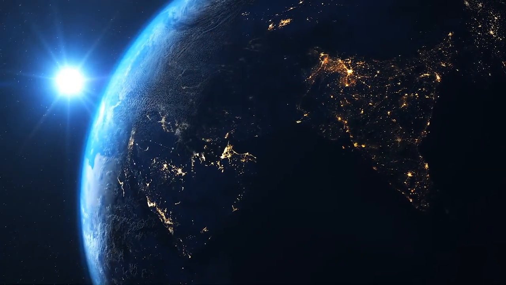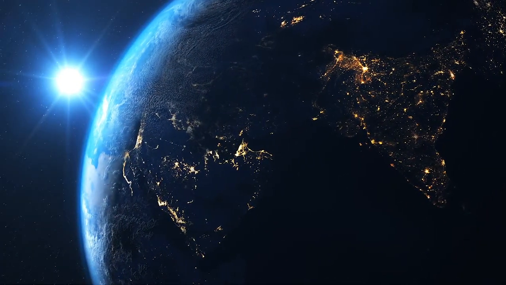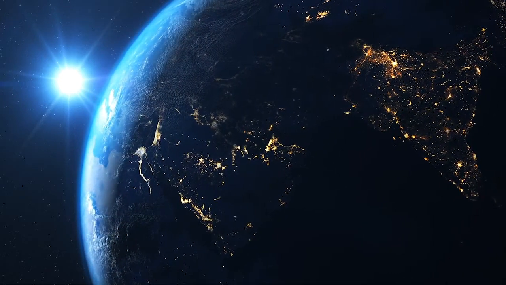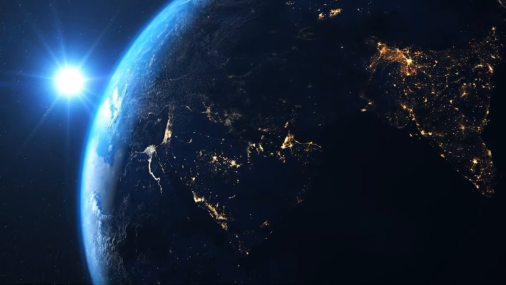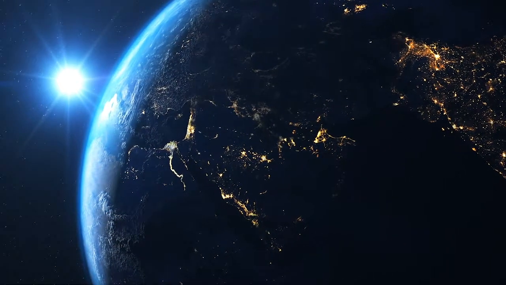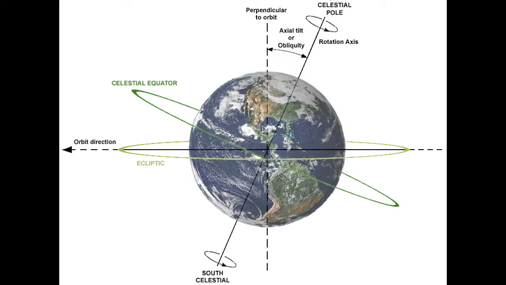At this point, I think we all know that the Earth orbits the Sun. But how exactly does the Earth orbit the Sun? To understand seasons, we must first understand the details of the Earth's orbit. More specifically, we must first think about the Earth's axial tilt.